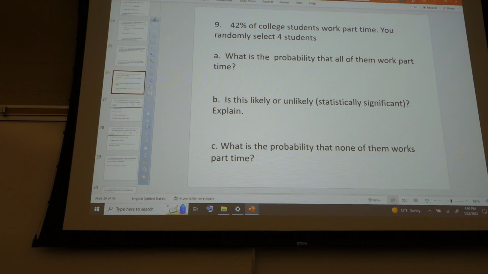Probability. It's a probability. Great. What kind of probability is it? So there's a percentage. I went to the percentage, the 42%.